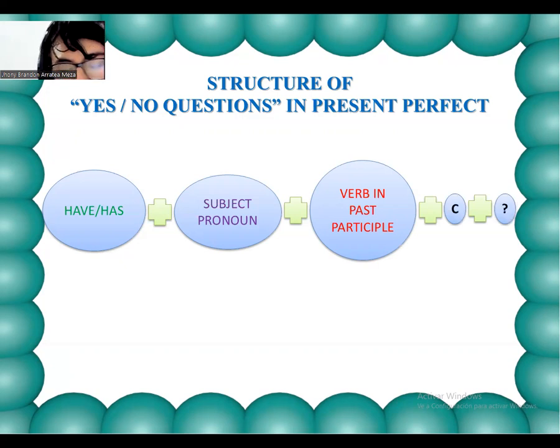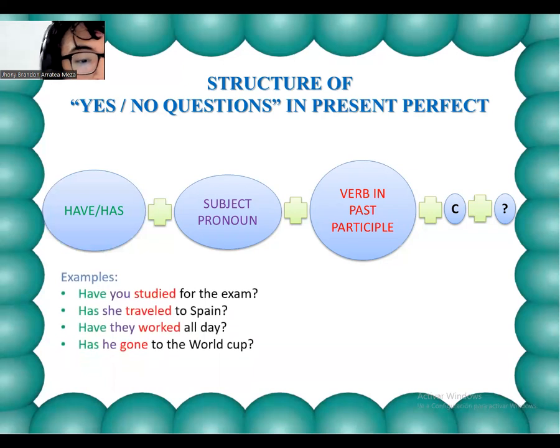So I repeat this part. First, we have the verbs have or has, plus the subject pronoun, plus the verb participle, plus the complement, plus the interrogative sign. Here we have 4 sentences related to the structure. What about the first question? Have you studied for the exam? ¿Has estudiado para el examen?